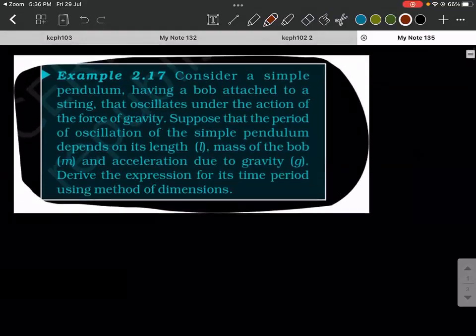So what are they saying? The time period of oscillation. Generally, the time period is represented with the symbol capital T. You know what is the meaning of time period in the first place? So what is the time taken to complete one full oscillation.